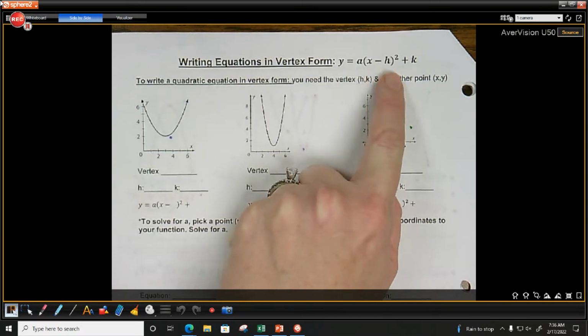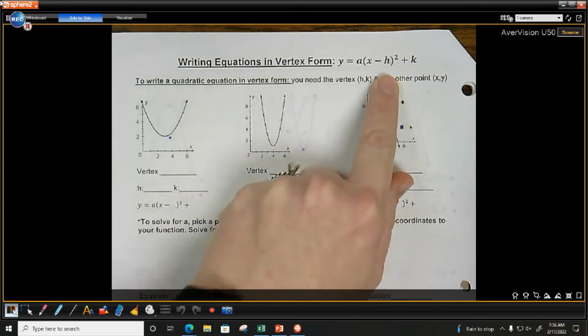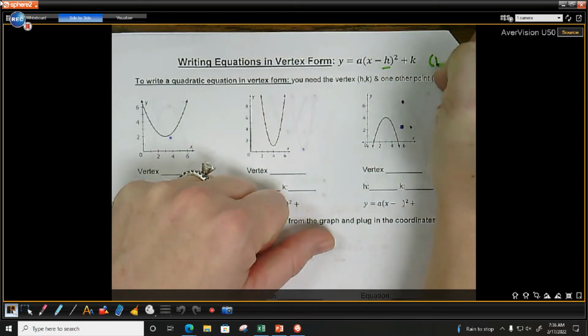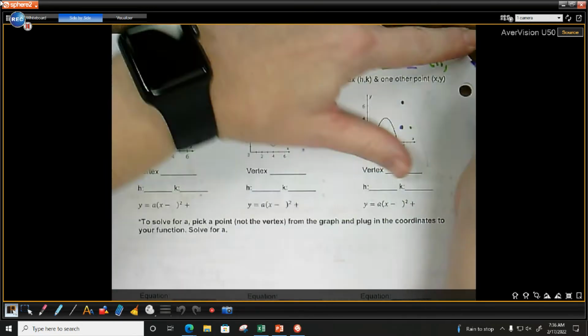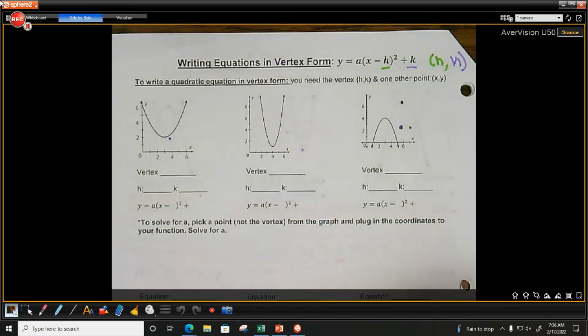So what's the variable with a letter in the parentheses with x? H. So h is the x value of your vertex. And then what's the y value of your vertex? K, the constant out to the side. So in order to write your equation in vertex form, you must know the vertex. That's going to be our first step always when we are writing our equations in vertex form.